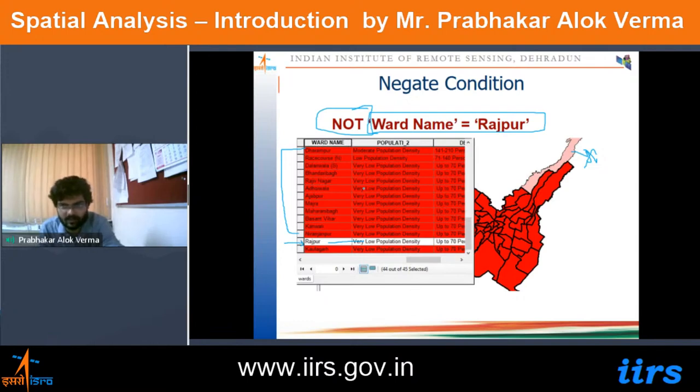Red is selected. So you can see 44 out of 45 features are selected, and this condition is true for Rajpur, so it is not selected. Again, I am repeating, in case of NOT, the feature will be selected when the condition is not true.